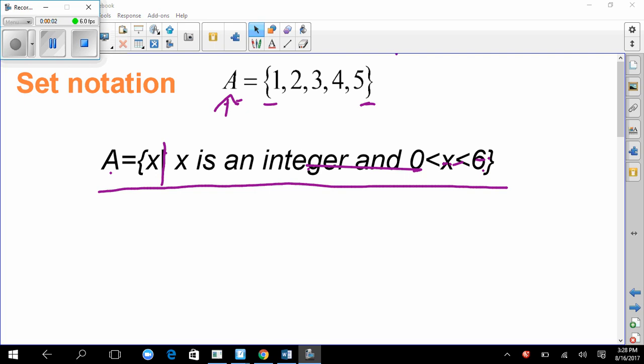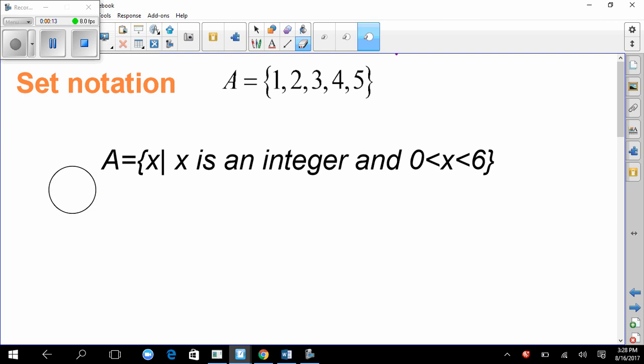Okay, set notation and absolute value are the two topics I got to talk about in this video. Set notation is, well, first of all, a set is a group of any numbers or things. So in this case, this is a set of the numbers 1, 2, 3, 4, and 5. Notice that they are surrounded by curly brackets. That's what surrounds a set.